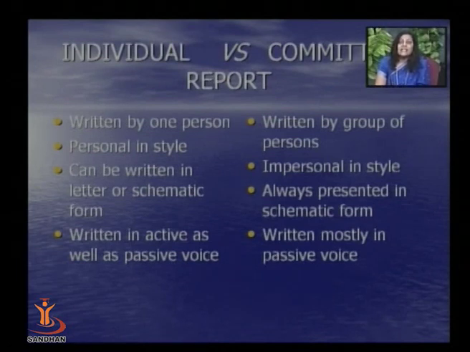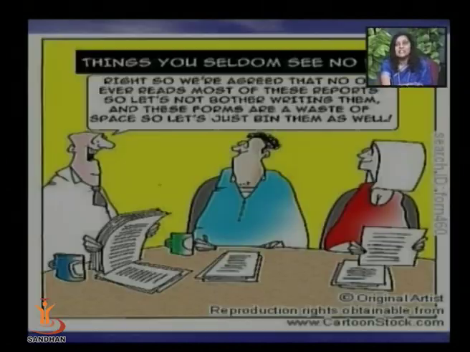When we come to the style, an individual report is written in the personal style, as the first person pronoun I is used. In an impersonal style, we avoid the usage of the first person pronoun and try to be impersonal. Another vital difference is that an individual report can be written in active as well as passive voice. The construction of the sentences can be in both the active and the passive voice, including the third form of the main verb. Whereas the committee report witnesses sentences constructed mostly in passive voice. These are the major differences that will help you tell apart the two types of reports, the individual as well as the committee report.